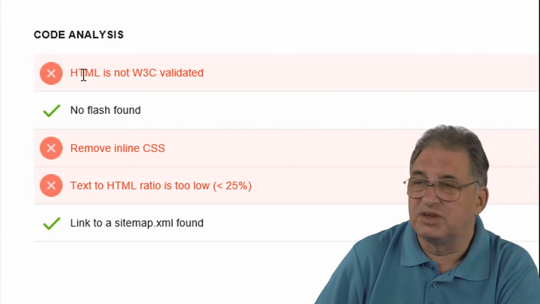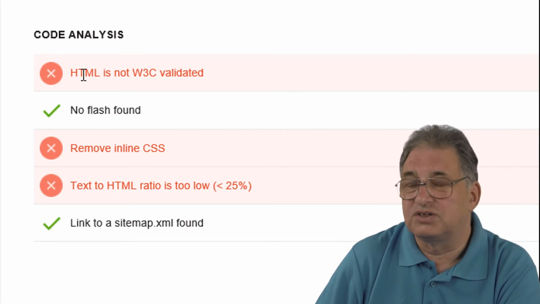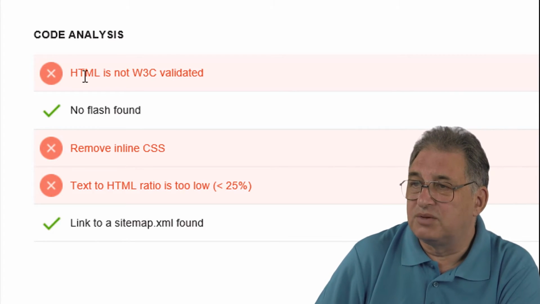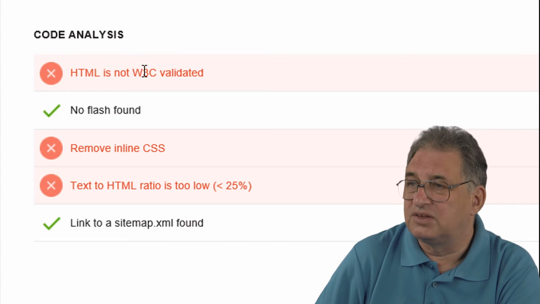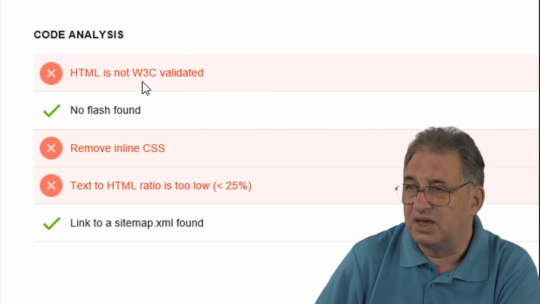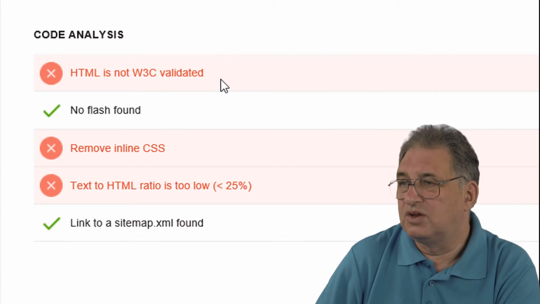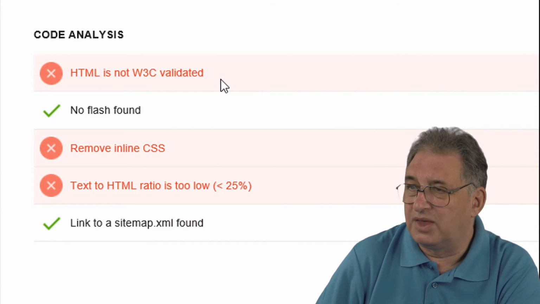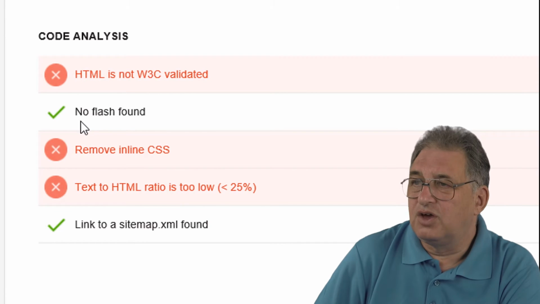There's different versions of it. It's a bit like Microsoft Windows. There's new versions coming out all the time. Same with HTML. There's new versions, and they are basically set in stone by this organization here. So ideally, I should have had this validated, but I come up first, so I'm not too worried about that. Now, this next thing says no Flash found, and I've got a tick for that.